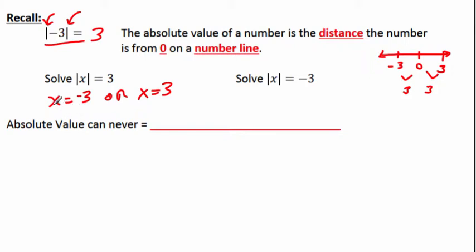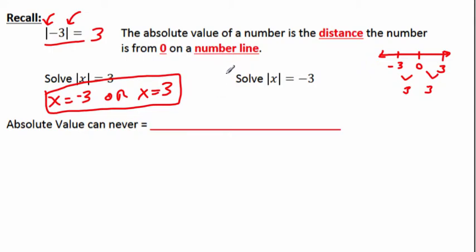Now, I had students last year that looked at this and said, oh, it's or. That means I can give you one or the other and I'm still right. No, you have to give both. You can't just give one. There's 2 possibilities here. You need to convey that if you want your solution to be complete.